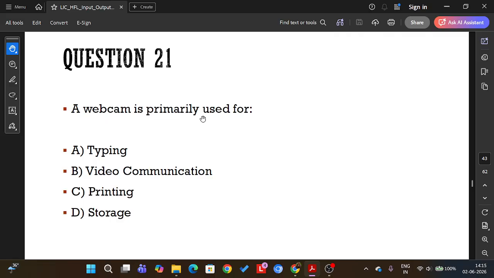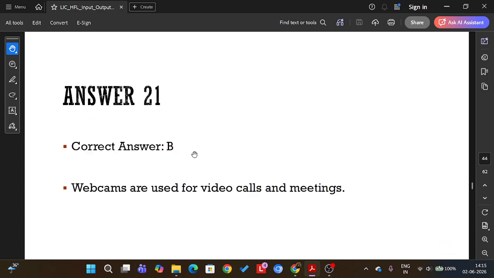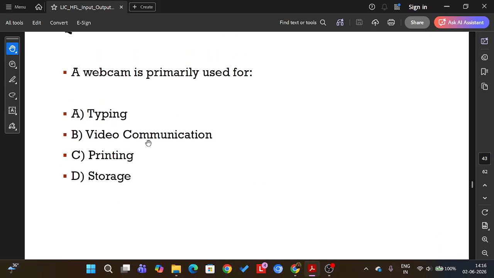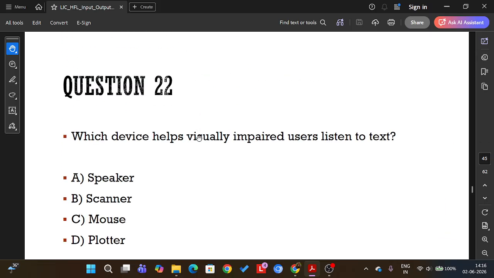A webcam is primarily used for typing, video communication, printing, or storage. So webcams are for video calls and meetings. So it could be video communication.